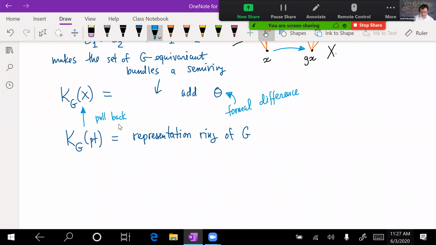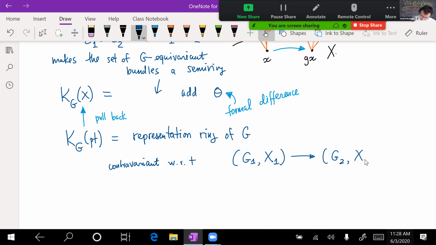So this equivariant K-theory is contravariant. It's a cohomology theory. It means if I have a map between spaces, then there's a pullback. So in general, equivariant K-theory is contravariant with respect to maps. So in principle, you have some group G1 acting on some space X1, going to some group G2 acting on some space X2, where this is a group homomorphism, and this map is group action preserving.